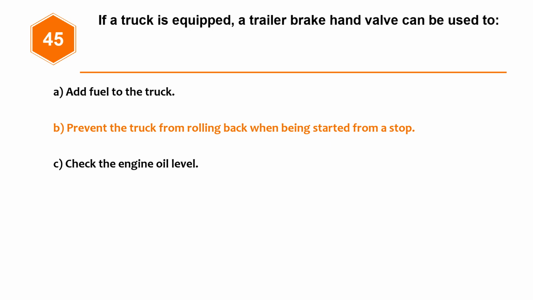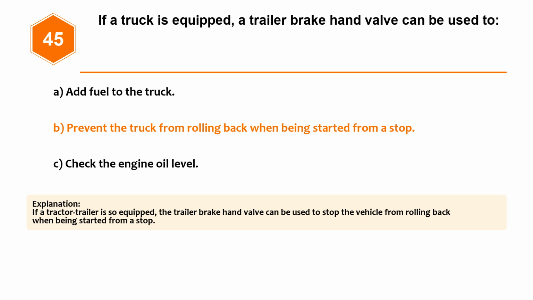The correct answer is option B. Prevent the truck from rolling back when being started from a start. Explanation. If a tractor trailer is so equipped, the trailer brake hand valve can be used to stop the vehicle from rolling back when being started from a start.